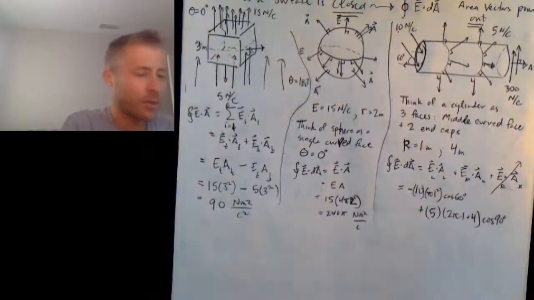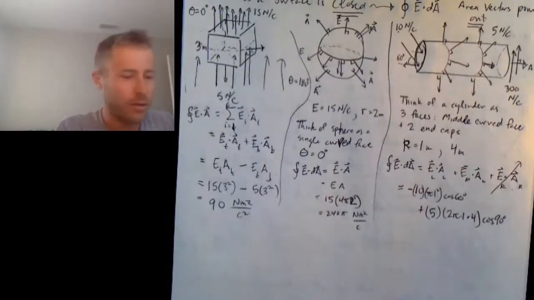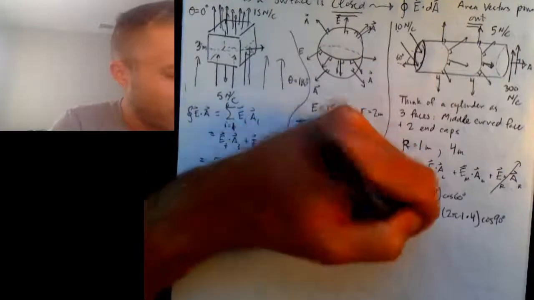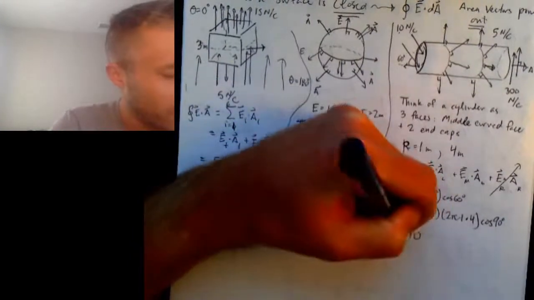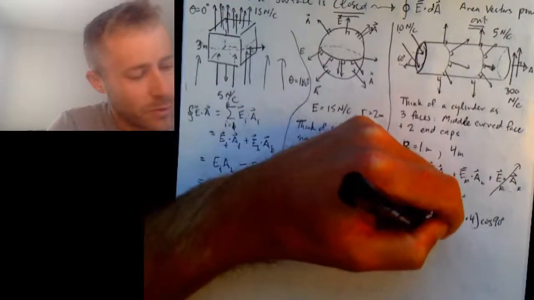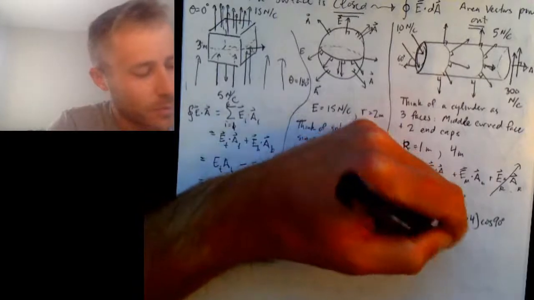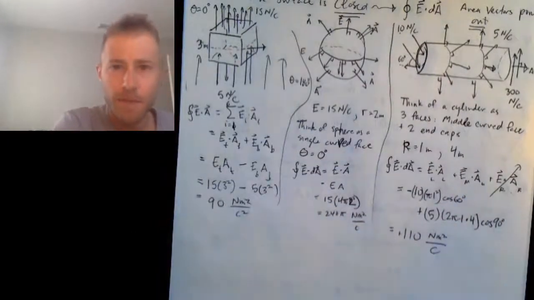All right, so if I work this out, we get 5 times 2 times pi times 4 minus 10 times, and we get about 110 plus 110 Newton meters squared per coulomb. Okay?